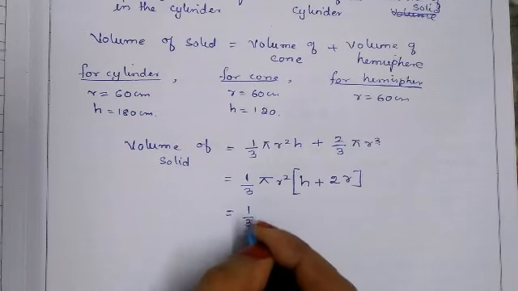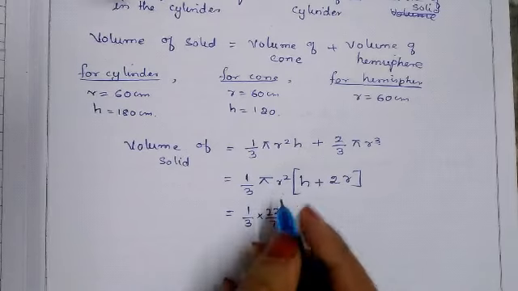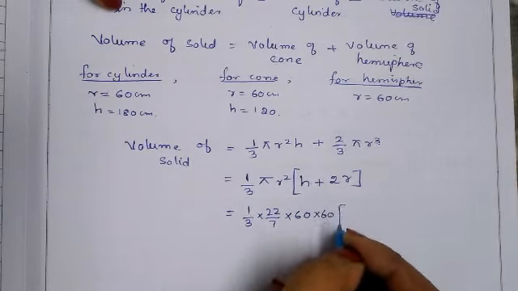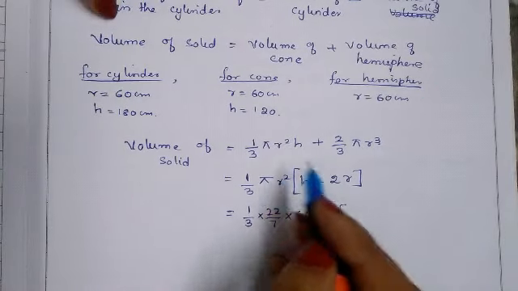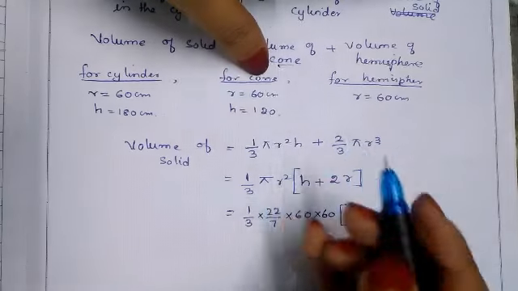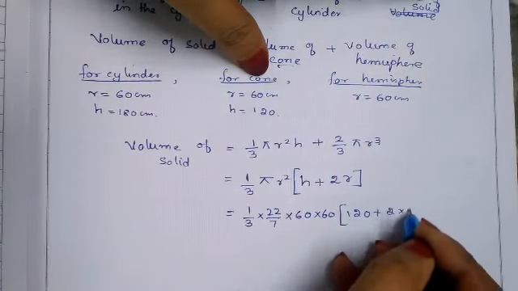So let us start substituting the value. 1 by 3. Pi value is 22 by 7. R square, r is 60, 60 into 60. And h value is the height of cone. We are seeing the cone. So let us see in cone, 120 plus 2 into 60.